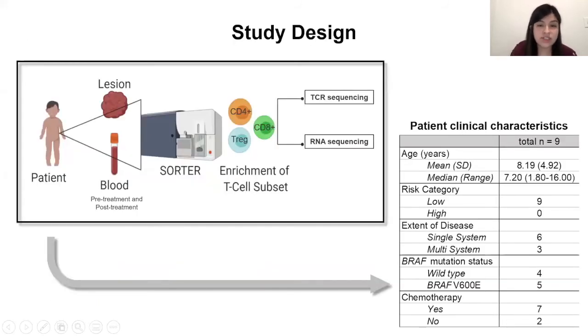So here's our study design. We obtained lesion and matching peripheral blood samples from 9 LCH patients, and then we sorted for helper CD4 T cells, cytotoxic CD8 T cells, and regulatory T cells, and then performed alpha beta TCR sequencing and bulk RNA sequencing. And this table to the right summarizes the LCH patients included in our study.